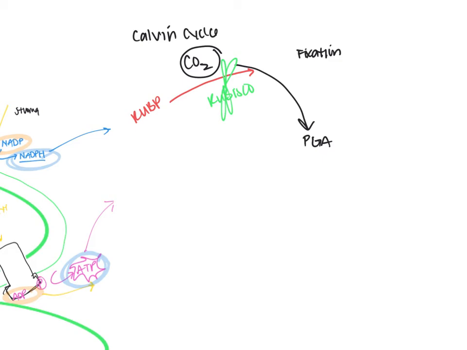Next, we're going to undergo our second process. This is our first process, fixation. Our second process is called reduction. In reduction, what's happening is we're going to take our ATP from the Calvin cycle. I'm going to erase this arrow here if I can.